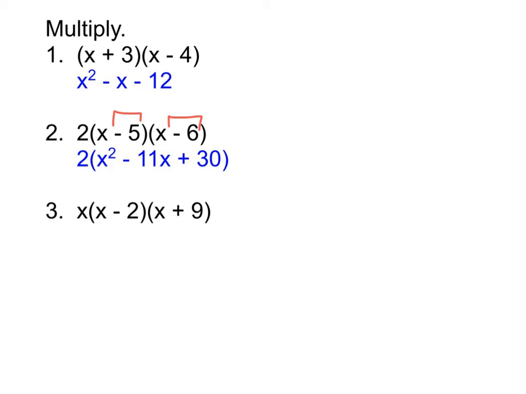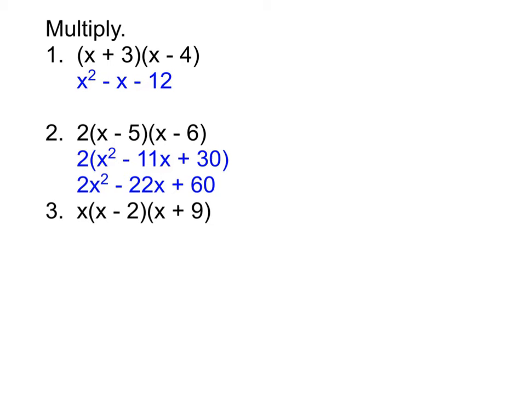And then I went ahead and multiplied the 2 in there. So then I distribute the 2 into every single term. But whichever way you do the multiplication, you should end up with this as your final answer. 2x squared minus 22x plus 60.